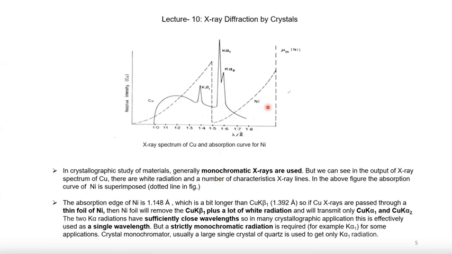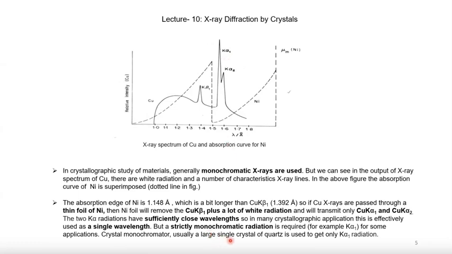How do we get it? Here you see that with nickel foil, we can absorb K beta 1, but we cannot absorb one of these also. So we have to have a mechanism by which we can get either K alpha 1 or K alpha 2, one of these, to be absorbed, and only then do we get single wavelength radiation. So for this application, we use a crystal monochromator.